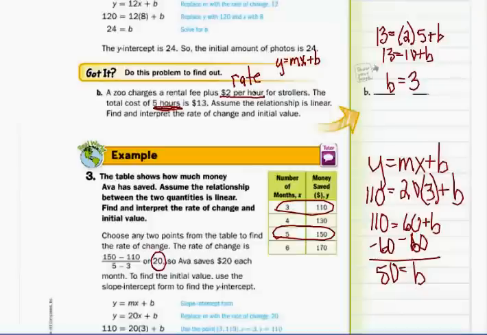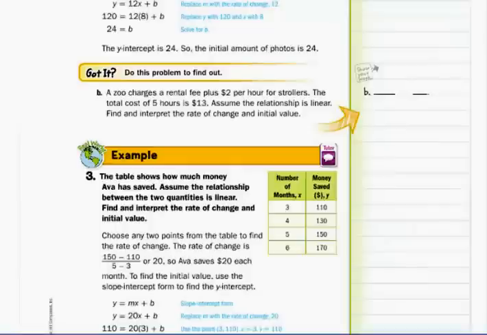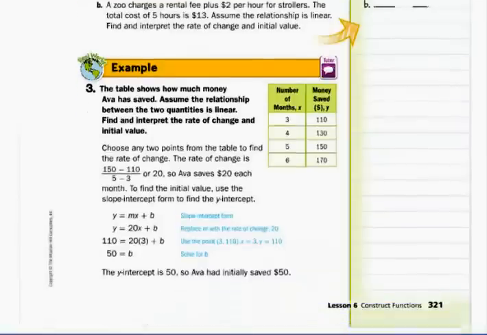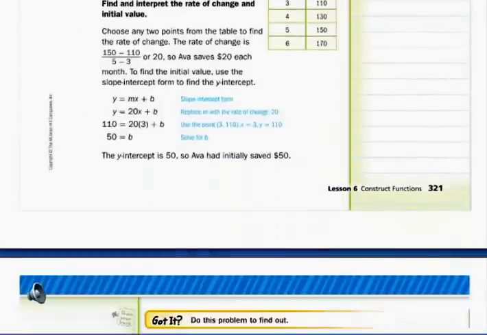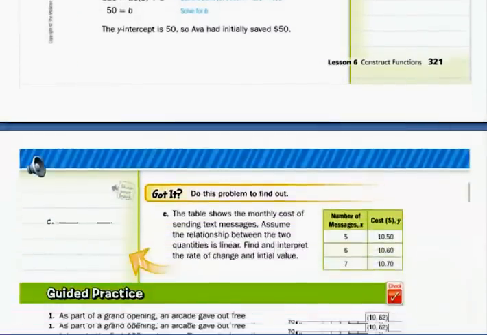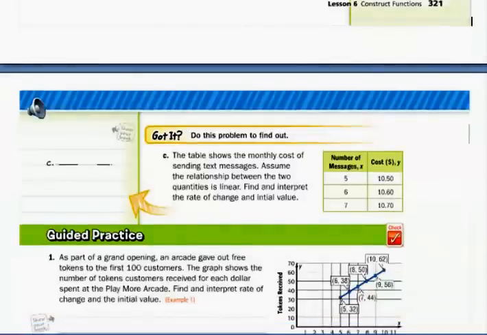Okay, so with that being said, I want to scroll down here and have you pause it and try this last one. All right, pause it and try C, please.